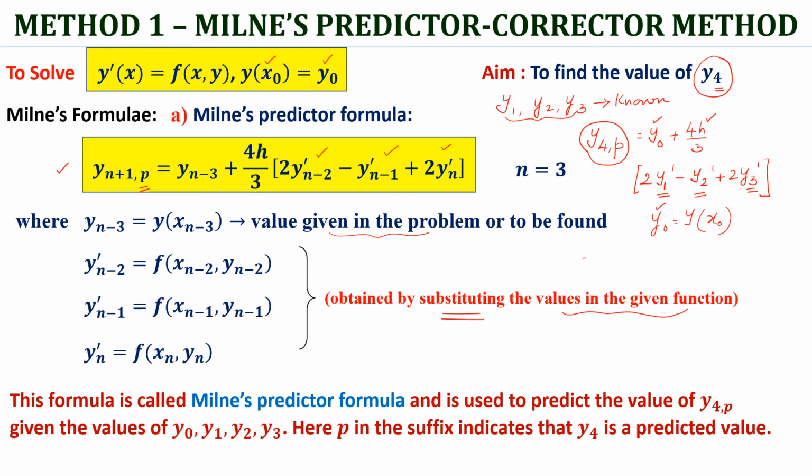This formula, called the Milne's predictor formula, is used to predict the value of y4p given the values of y0, y1, y2, y3, and here p is called the suffix, and that indicates that y4 is the predicted value. As I said, y4p represents the predicted value of y4. Now for this case, use your calculator, fix it to 4 decimal places and get the value of y4p. I'll give you the corrector formula in my next slide.